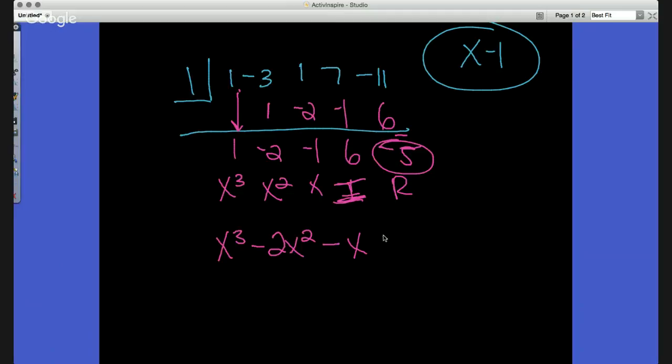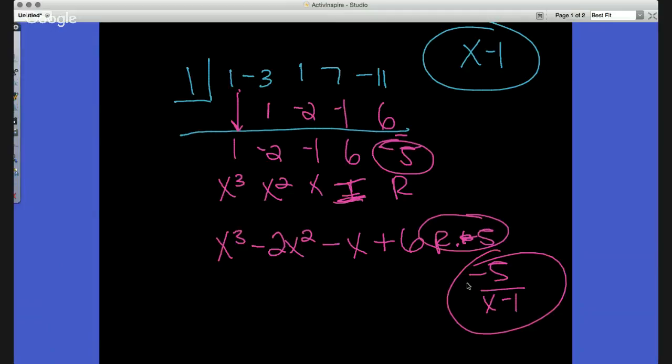That's good. Yeah. And plus 6, and then we just put our -5. You could put -5, or you could put -5 over x minus 1. I'll take either one of those answers. So I'll take either one of those two for the end.